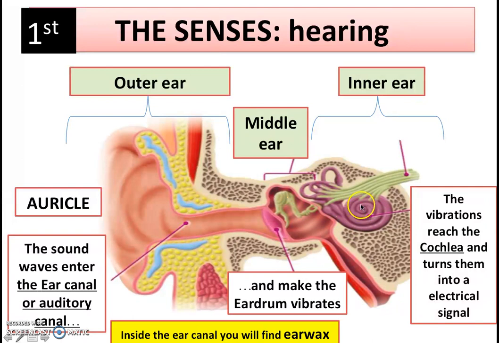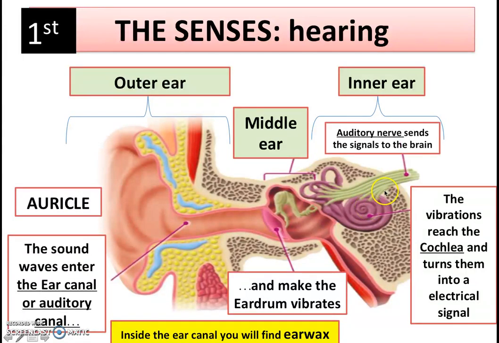The cochlea is this snail-shaped organ. Este órgano con una forma de caracol. Okay, and this organ turns this vibration into an electrical signal. After this, these electrical signals go to the auditory nerve, and from here to the brain. See, okay?